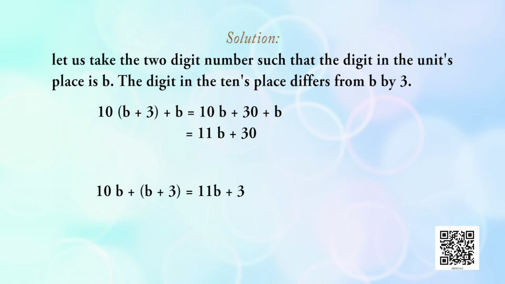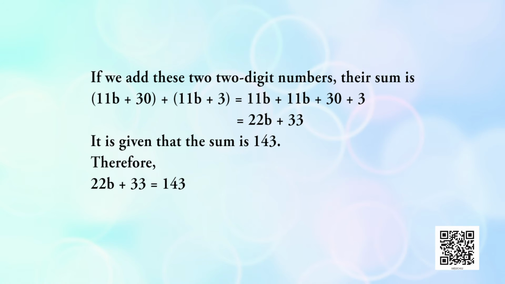It is also given that with the interchange of digits, the resulting two digit number becomes 10b plus b plus 3, that is 11b plus 3. Also, if these two numbers are added, the sum is 143. So, the sum 11b plus 30 plus 11b plus 3 becomes 22b plus 33, that is 22b plus 33 is equal to 143. Now, we have an equation in one variable b, and if we solve this equation, we will get the required answer.